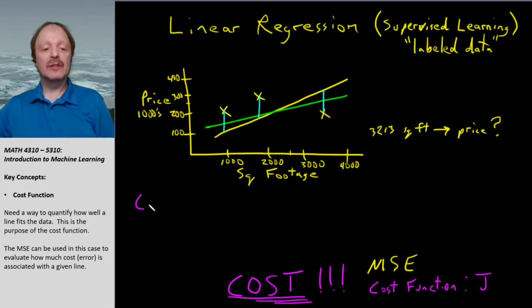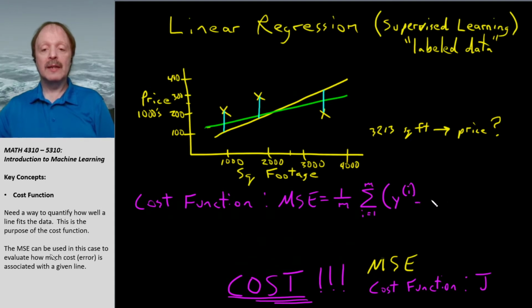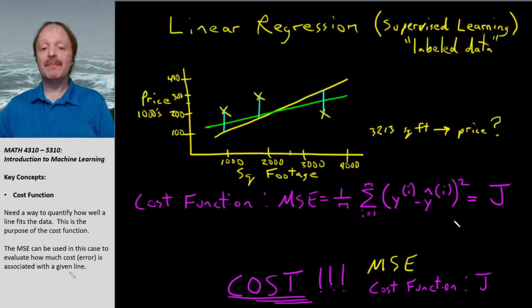So the cost function for linear regression is going to be the MSE, which is 1 over m, summation i from 1 to m of y_i minus y hat_i, squared, and that is what we are going to call J. That's our function. Okay?